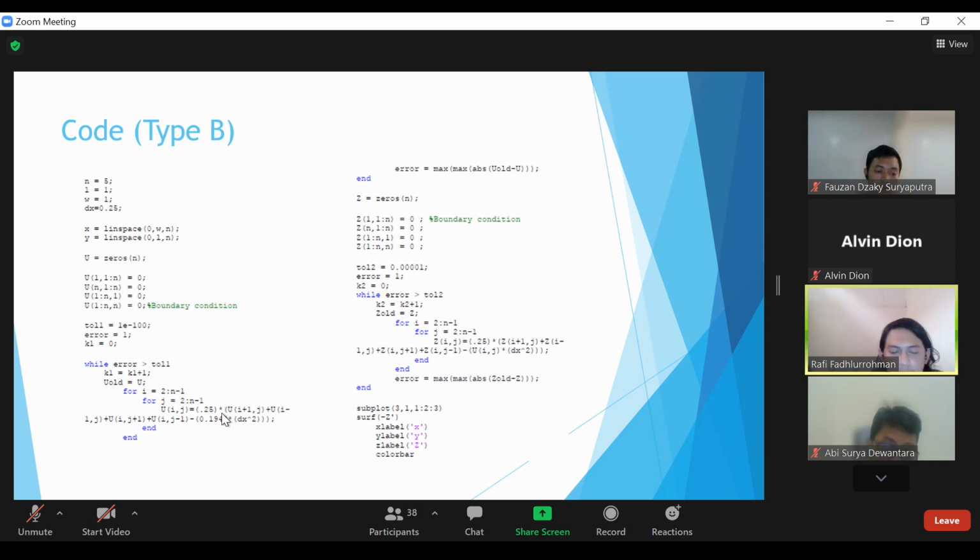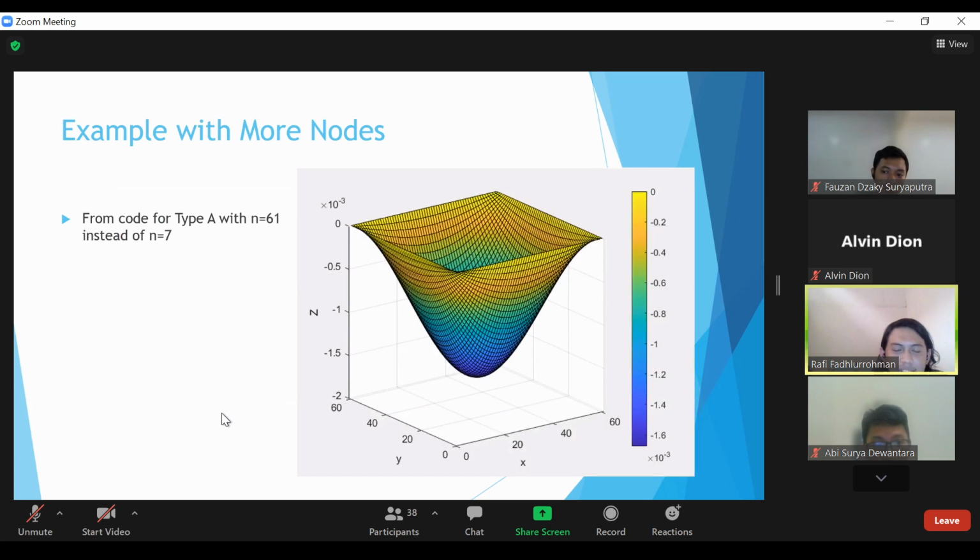And for the next slide, this is the example of when we use a huge number of nodes, but we need to lessen the tolerance, so we can get a number that has lesser error than the analysis.